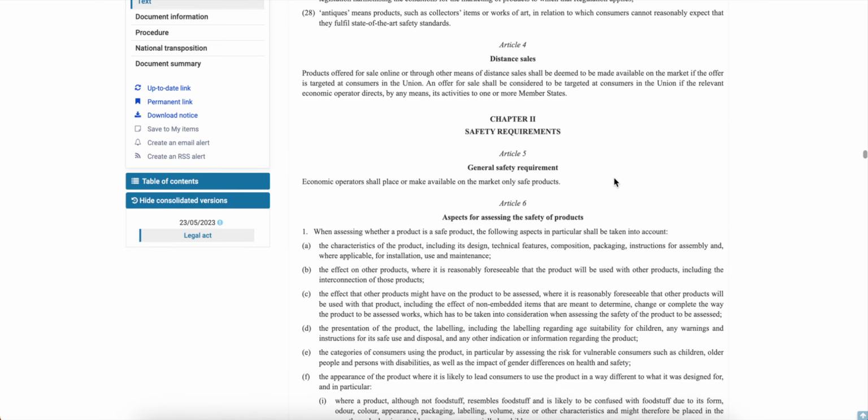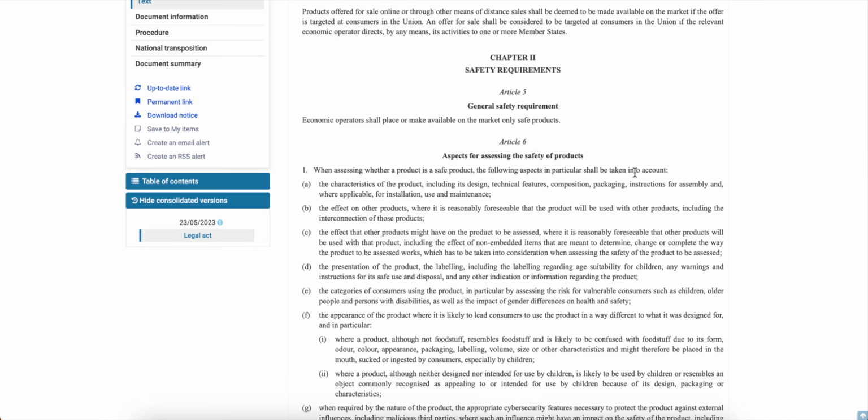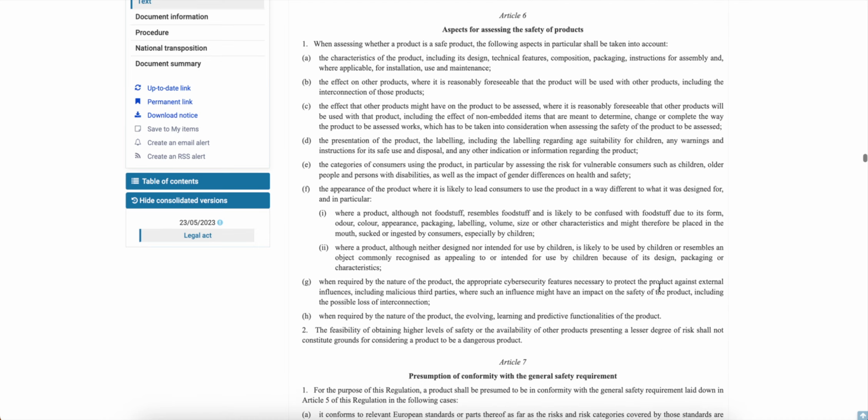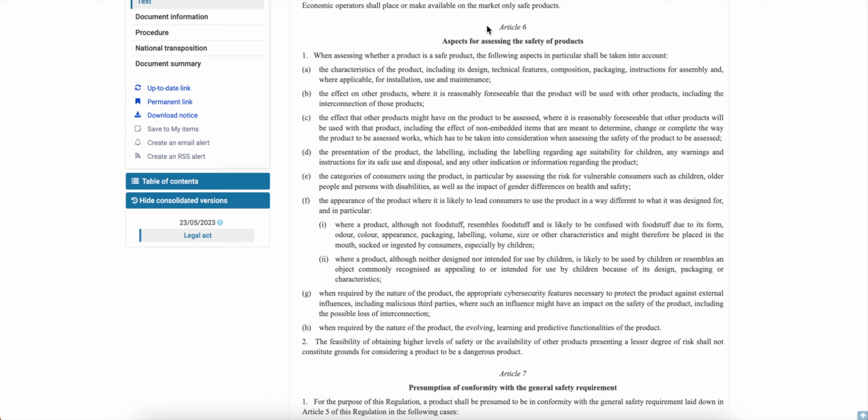Now let's go down to Article 6. Article 6 is essentially a list of aspects that matter when you assess if your product is safe. Now this could indeed be the design, the technical features, composition, and so on, but you also have to take into consideration packaging, instructions for assembly, installation, use, warnings, age group labeling, and so on. So I'm not going to go into detail here. That's not the purpose of this video, but read Article 6. This will help you understand, or at least bring up, the points that you have to think about when you work towards ensuring that your product is safe.